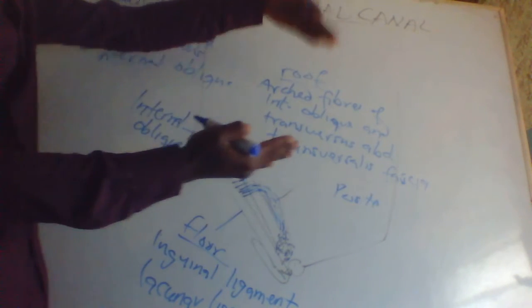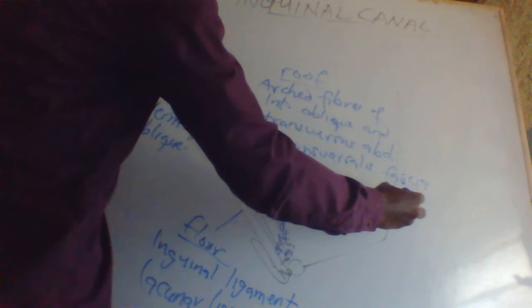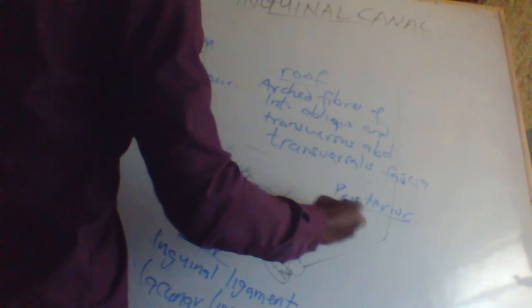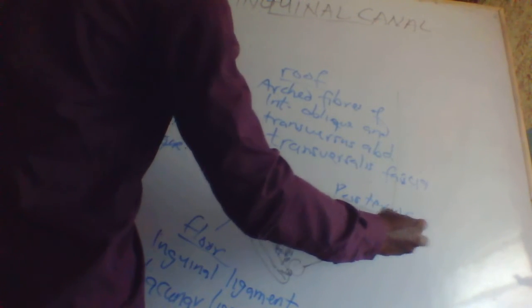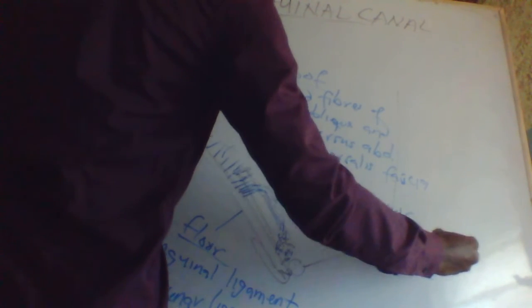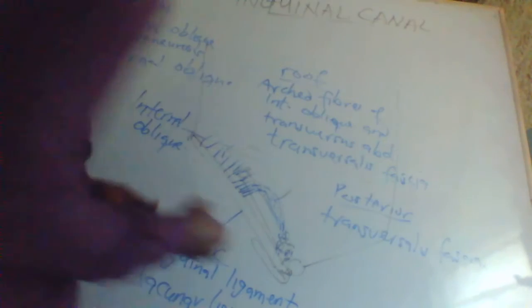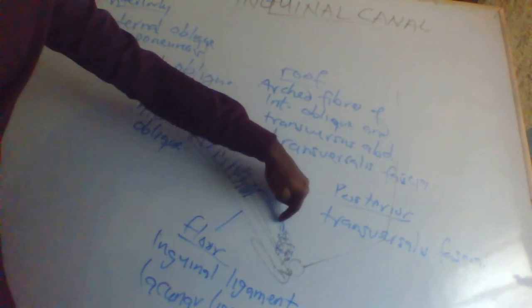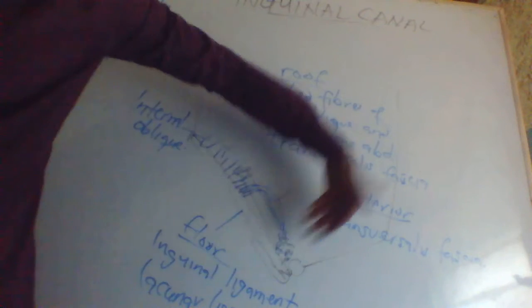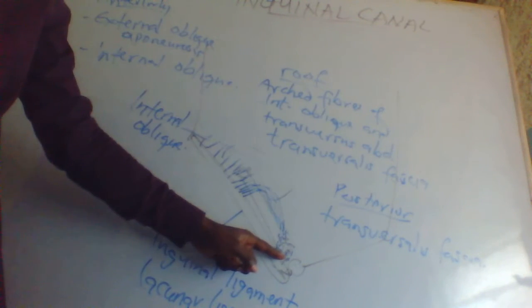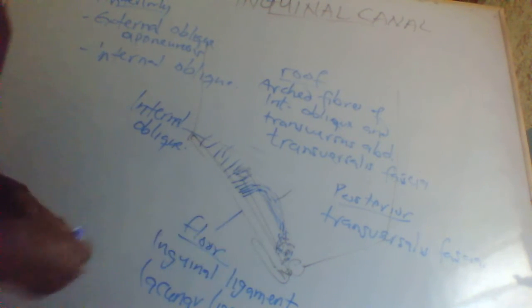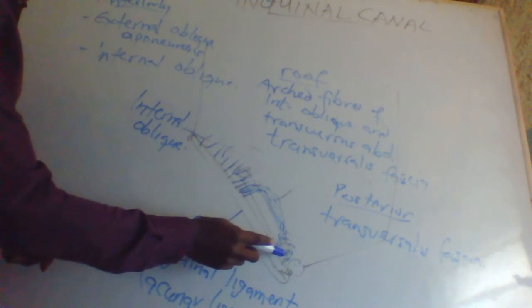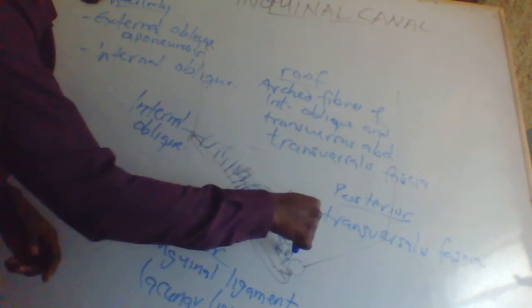Now, posteriorly at the back, as I said, is mainly the transversalis fascia, because the transversalis fascia is the deep layer. Posterior to the transversalis fascia, you also see these arched fibers. I said when they got here, they moved at the back.